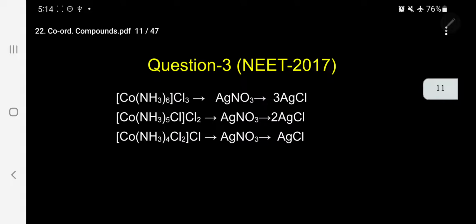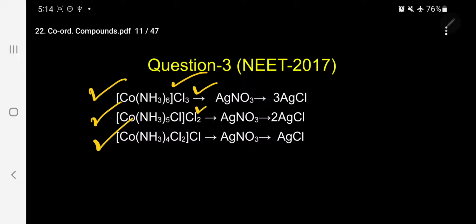Kindly follow. This is the method: we have to write in the ordinary form. That means the ligands are ammonia. The first one is 6NH3 in the coordination sphere. Outside there are 3 chlorine atoms. In the second one, 5NH3, 1 Cl is coming inside. The third one, 4NH3, 1 Cl again inside. So outside, in the first case 3 chlorine atoms, in the second case 2 chlorine atoms, in the third case 1 chlorine atom.